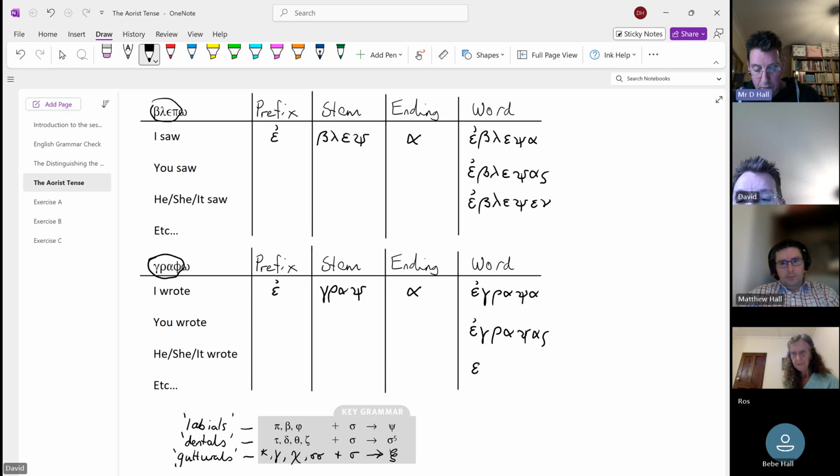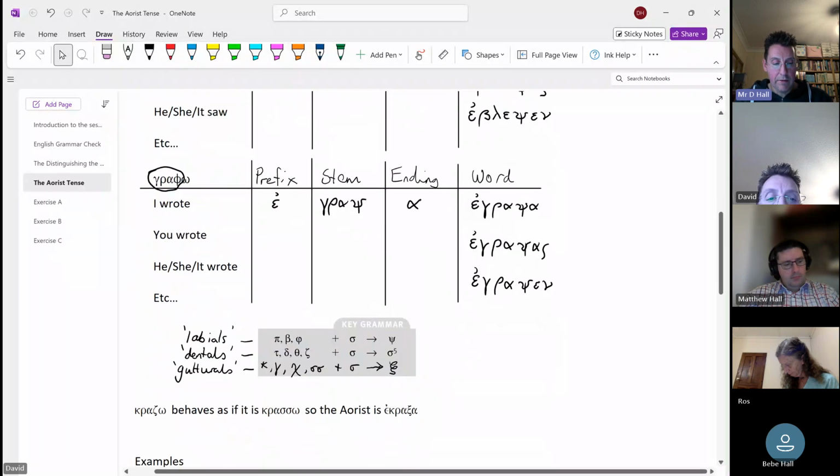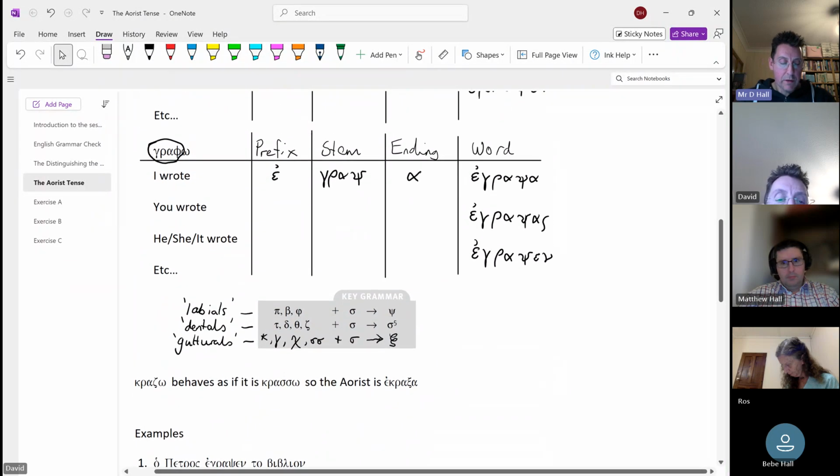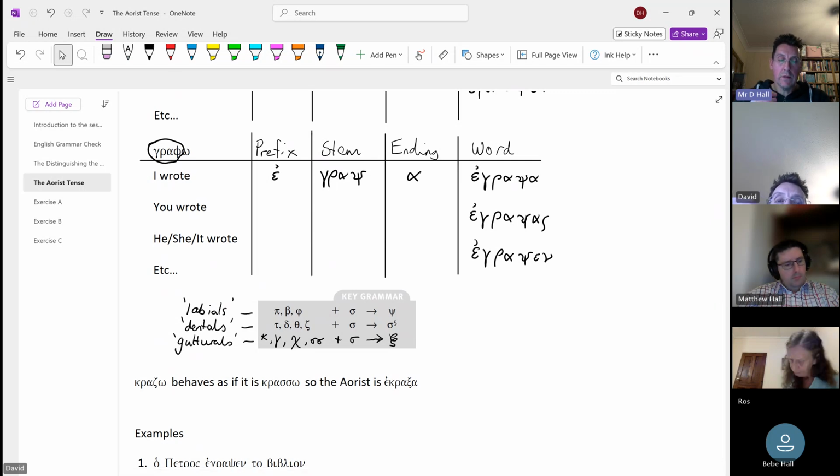I'll just write those ones down so we've got them. So just two examples there of two verbs and how they change, particularly when we have a stem with the sigma in. To indicate how it works, sounds that are made with the lips, the labials, are the p, b, and f. They are all pronounced with the lips. When they're combined with a sigma, they give you the psi.